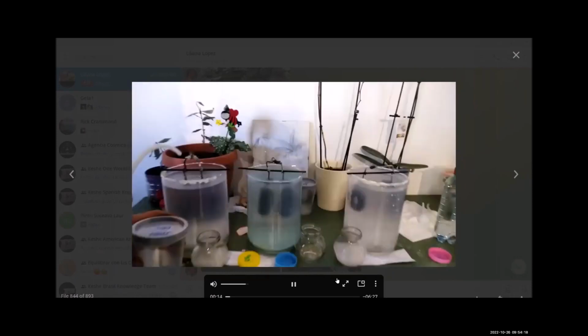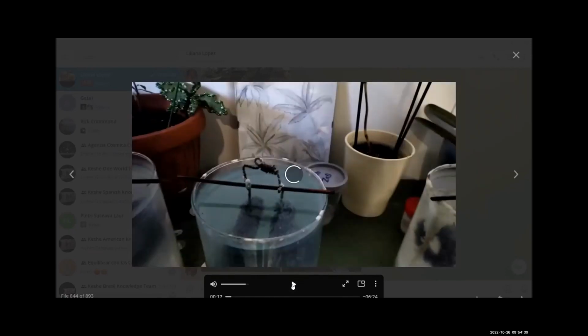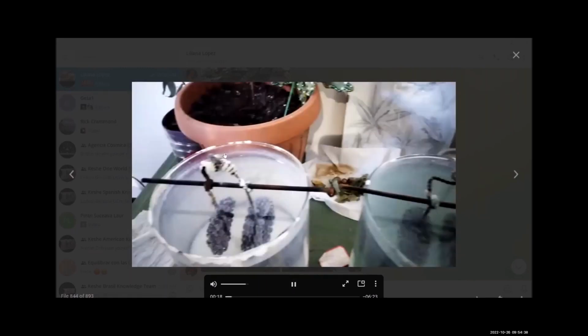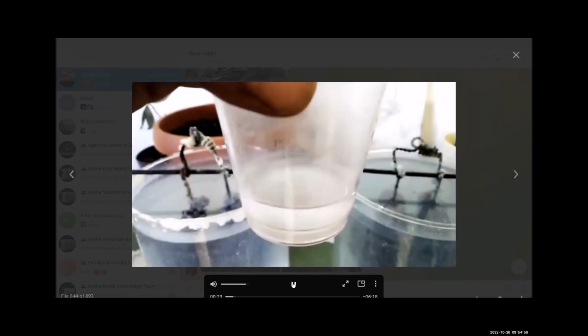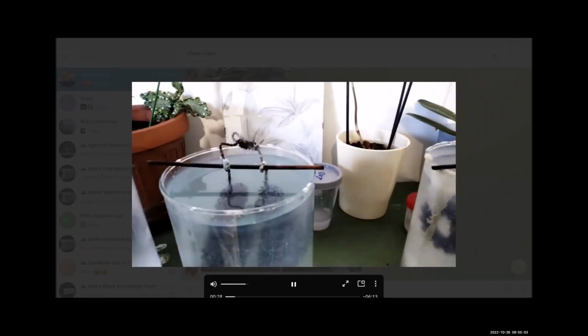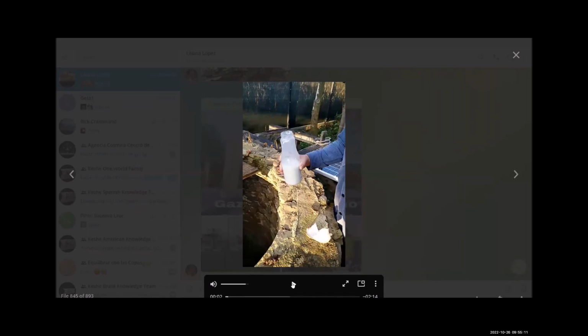In this video, we're showing how we collect the ganses. Behind you can see the glasses with the amino acids, because that's the first thing we did. We're not going to give too many details because we have already shared this many times.